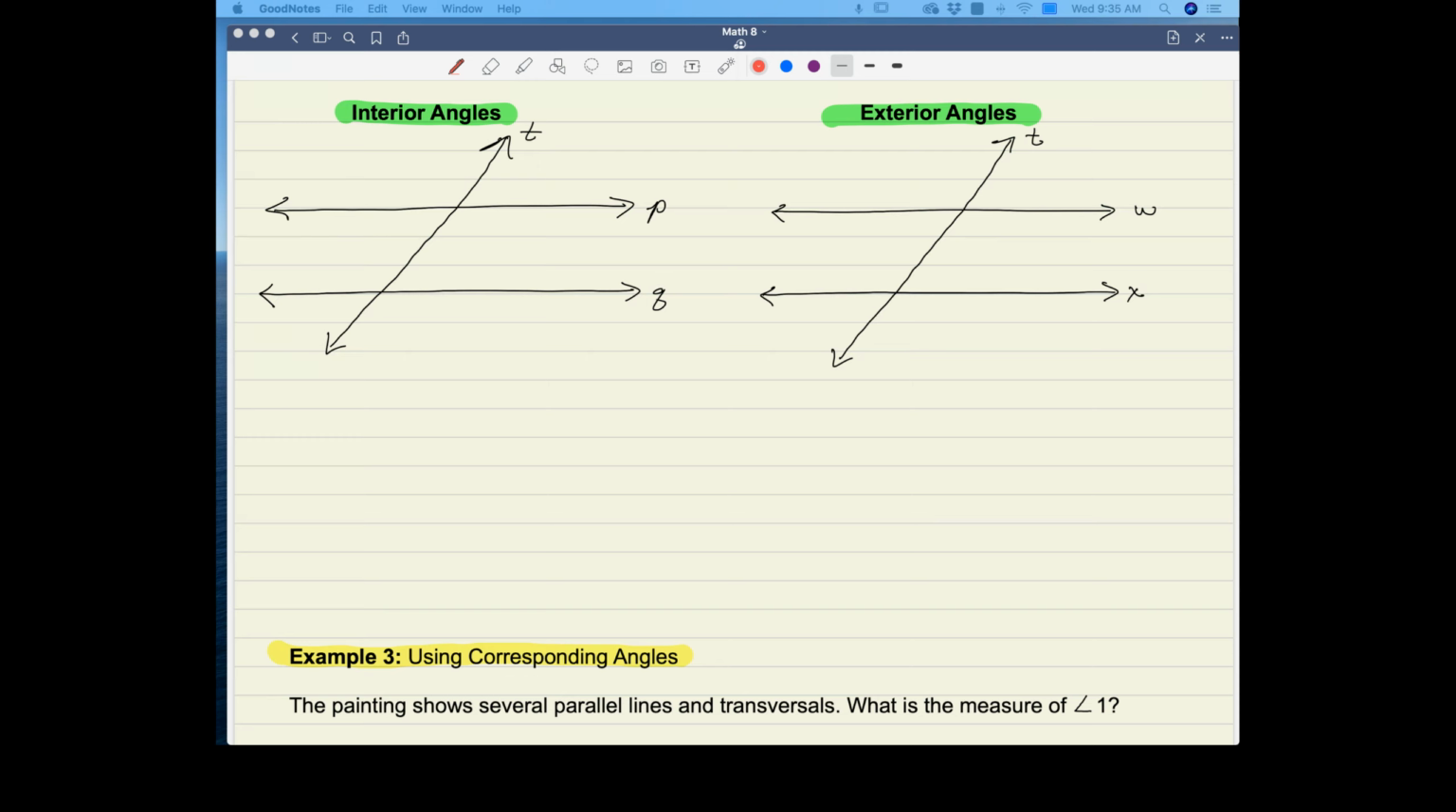All right, so let's go ahead and talk about interior angles and exterior angles. And remember that interior angles are angles on the inside. When we think of exterior, we want to think of angles on the outside. So what does that mean? Well, your inside angles are right here. They are inside the two lines. But your exterior angles, your outside angles, they are outside of the two lines.